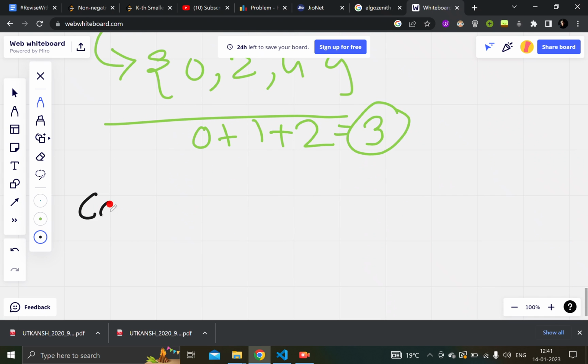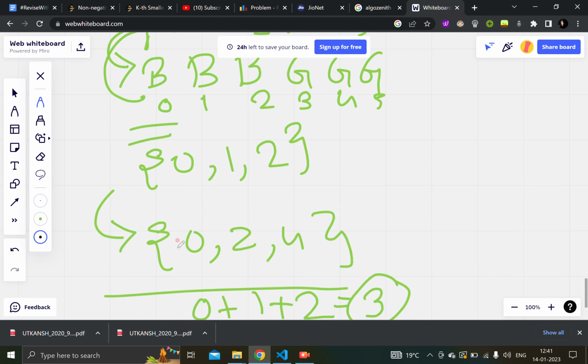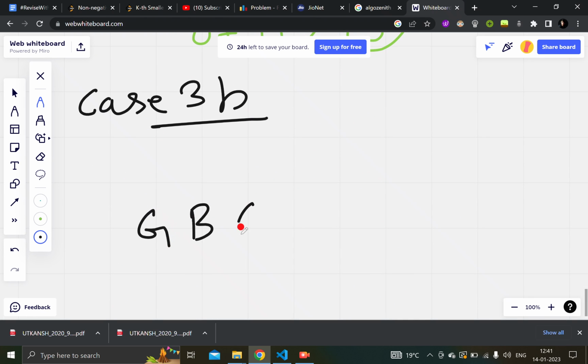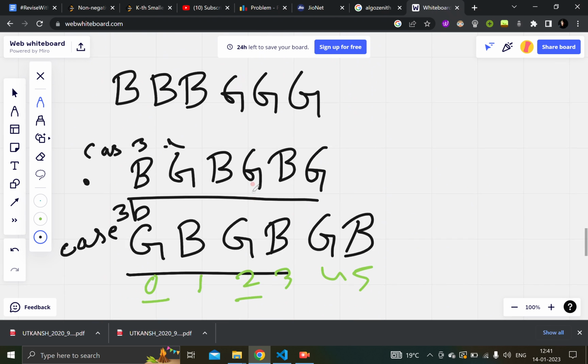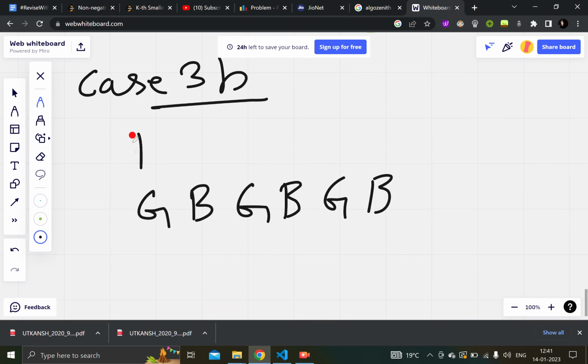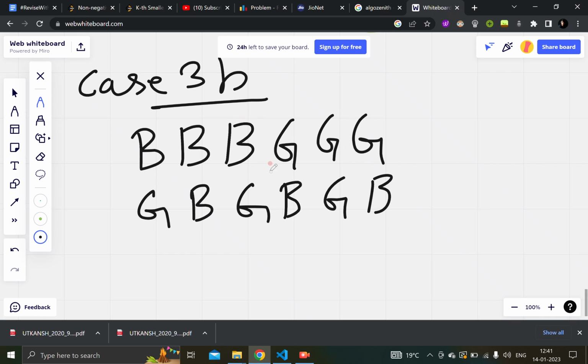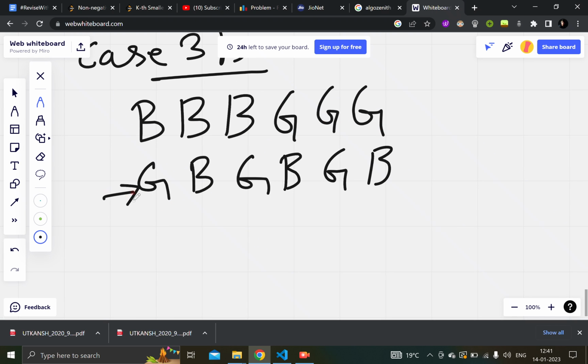And let's now see case 3B, right? When the girls will be in the even indices. And our initial state was this. Then it is another possible arrangement which you can make, right? Earlier we saw that the boys were in the even indices. Now we are seeing that the girls are in the even indices. So now the question is, how many swaps did we take to turn this to this, right? How many swaps did we do?